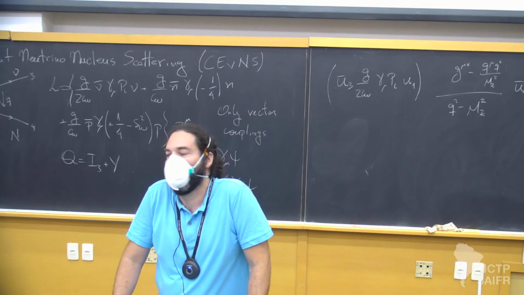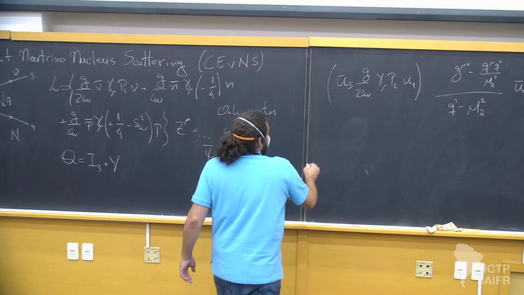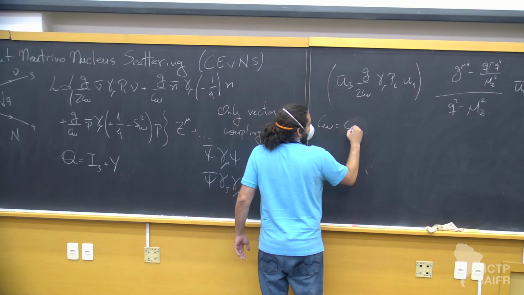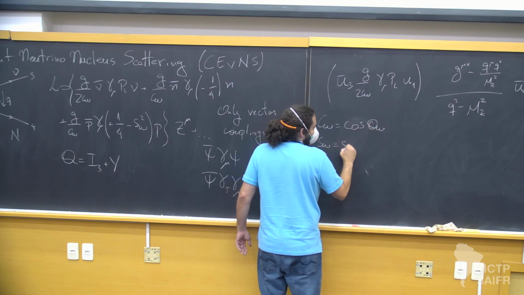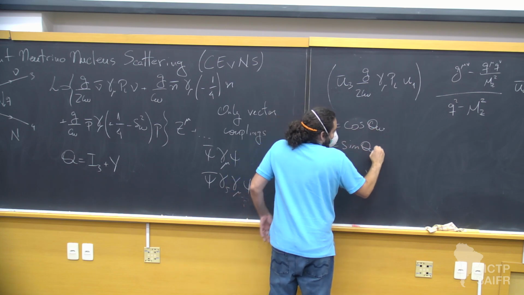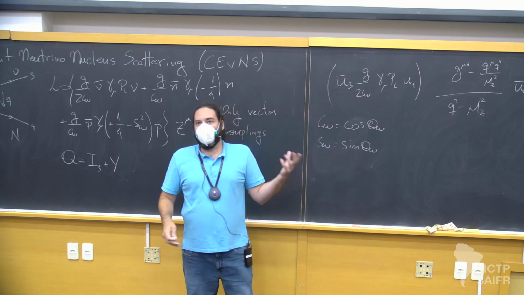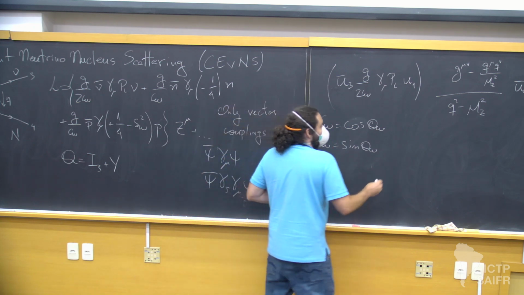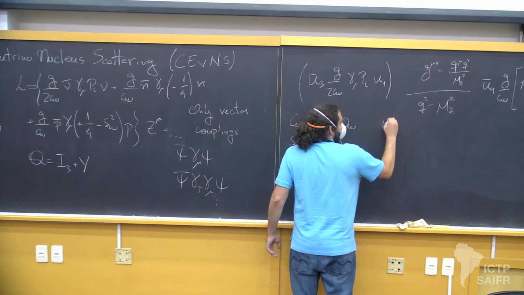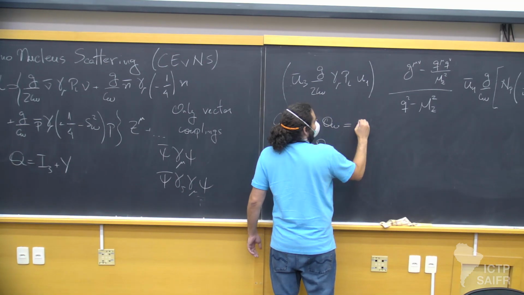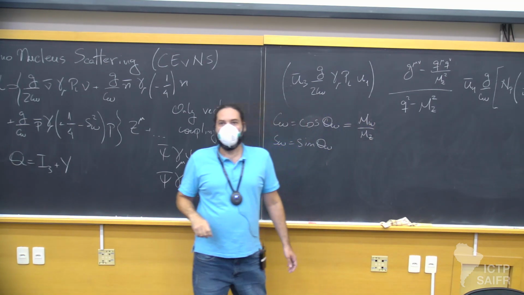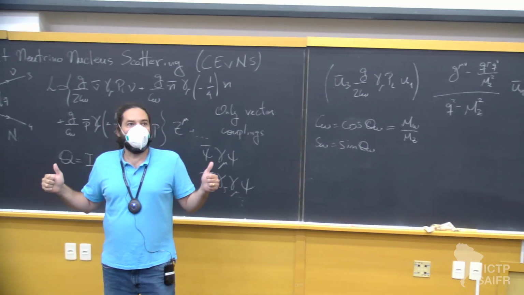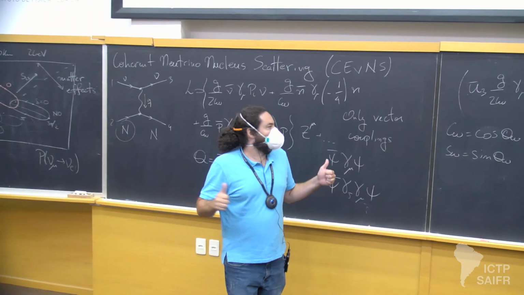Oh, CW is the cosine of the weak mixing angle, and SW is the sine of the weak mixing angle. These guys show up in weak interactions, and the cosine is MW over MZ, right? We good?